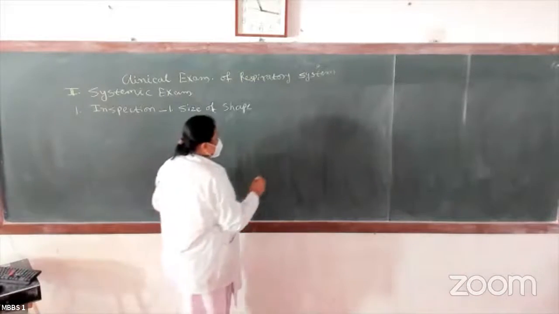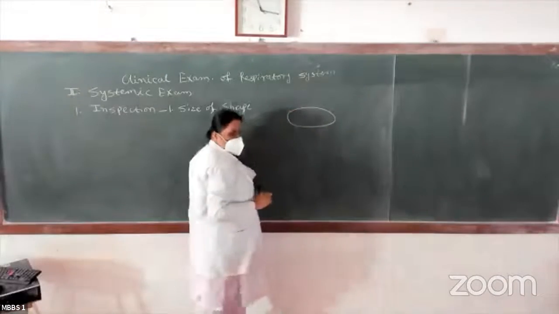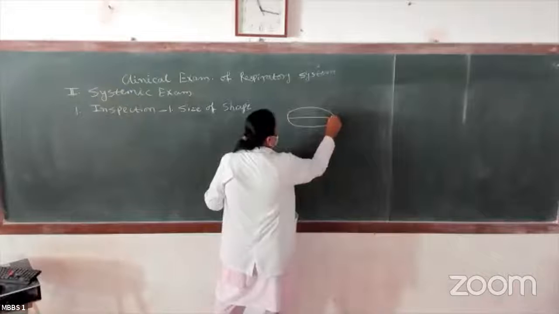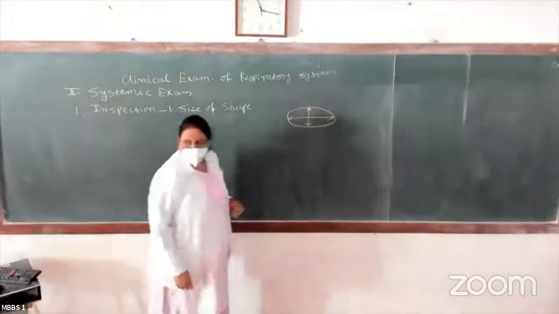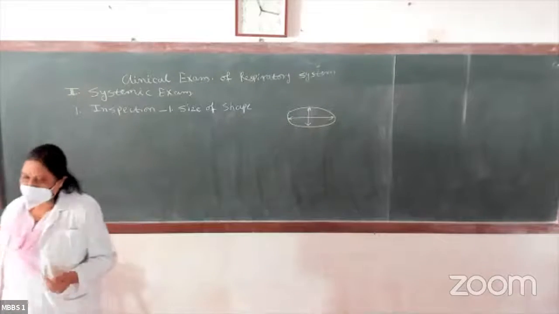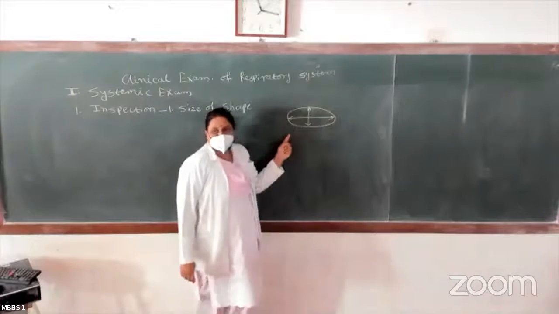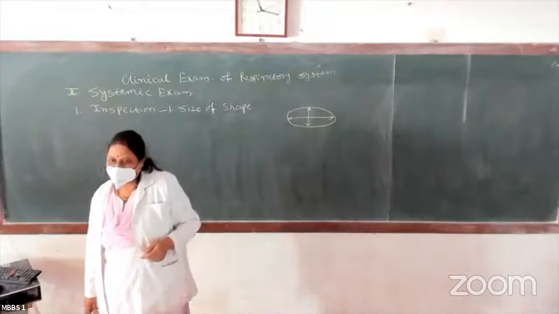If you take the cross section of the chest, it is an elliptical shape, because the transverse diameter is more than the AP diameter. But if there is asymmetry of the chest or any disease, this elliptical shape is not there. Suppose pigeon chest, that is in rickets.